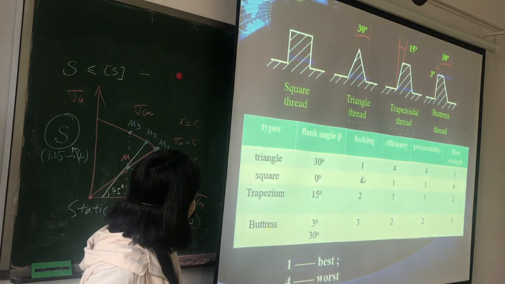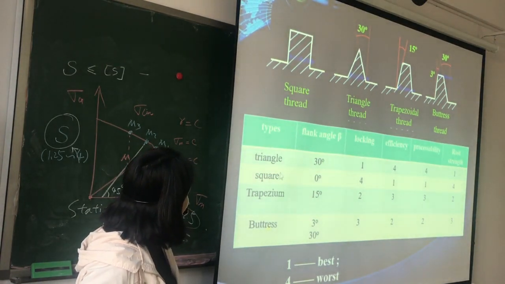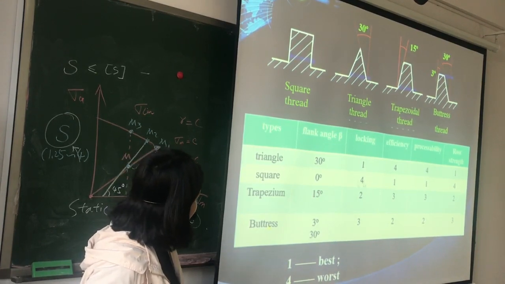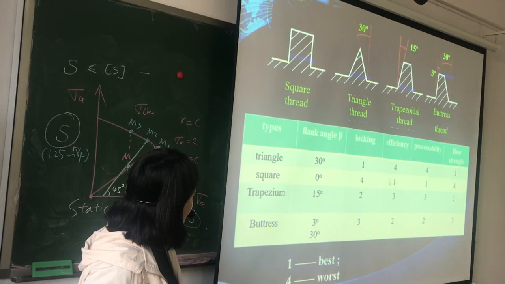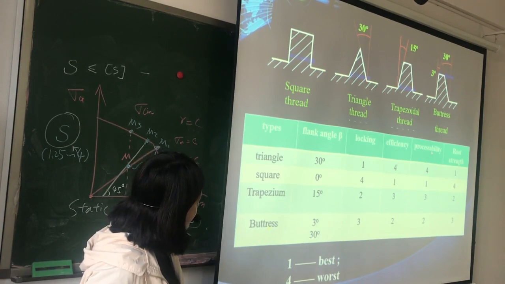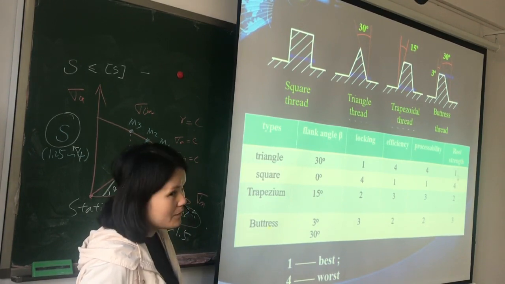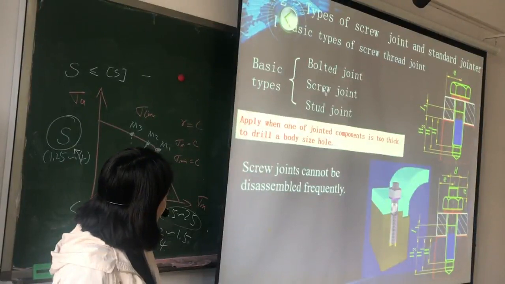And so for the square thread, the self-locking is the worst. But the square thread has the best efficiency and versatility, and its root strength is the worst, and the root strength of triangle thread is the best. Okay.